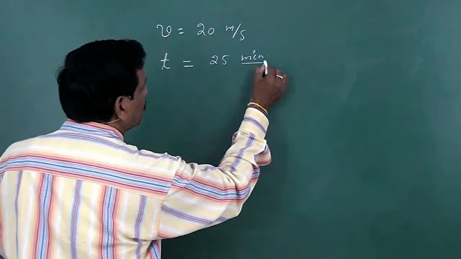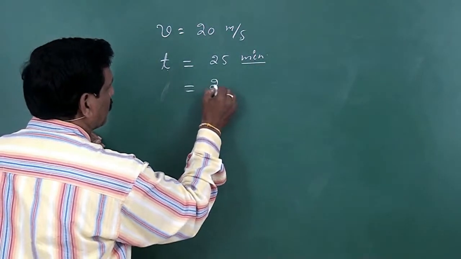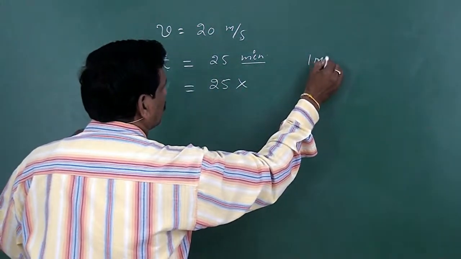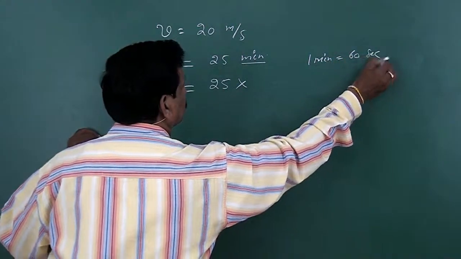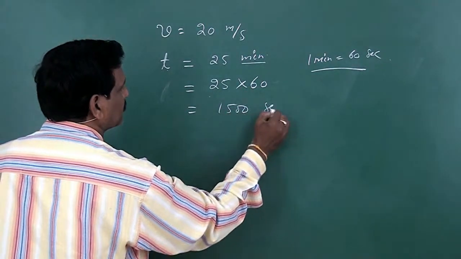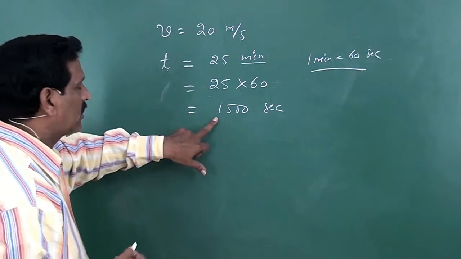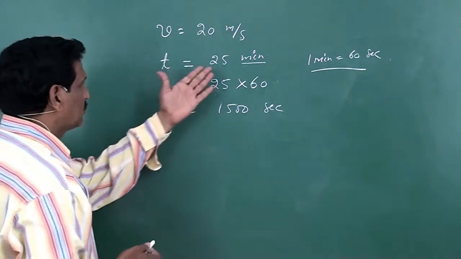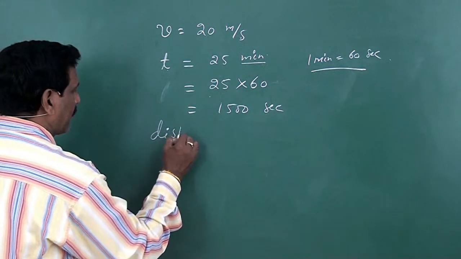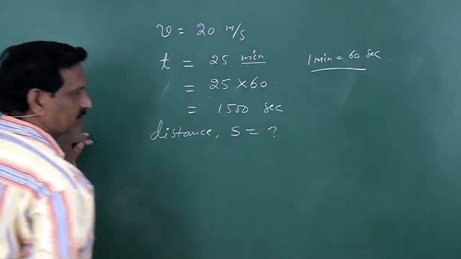And again these minutes should be converted into seconds. Therefore this is equal to 25 into 60, since 1 minute is equal to 60 seconds. Then it becomes 1500 seconds. So this is the speed of the bus and this is the time taken. And we have to find the distance covered in this 25 minutes of time. Distance covered by the bus, distance S is equal to how much?